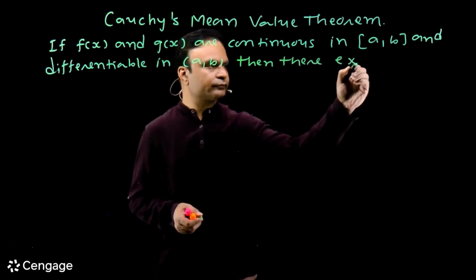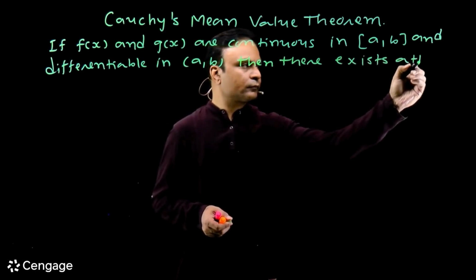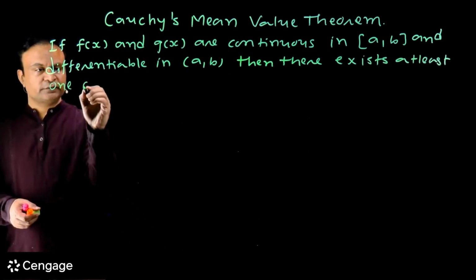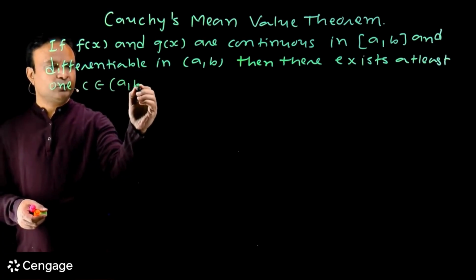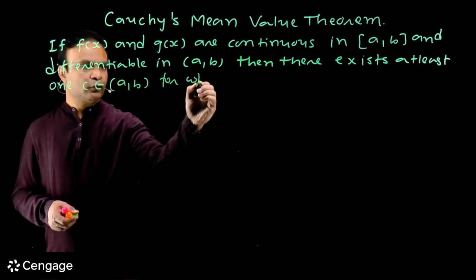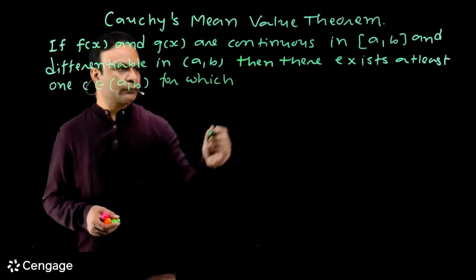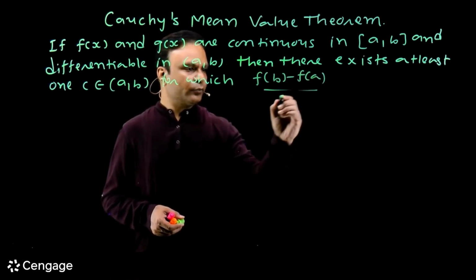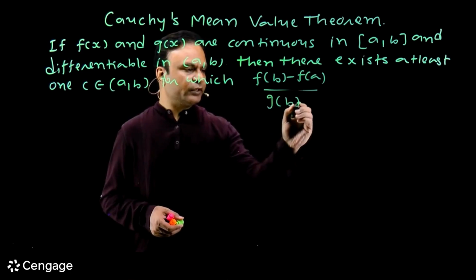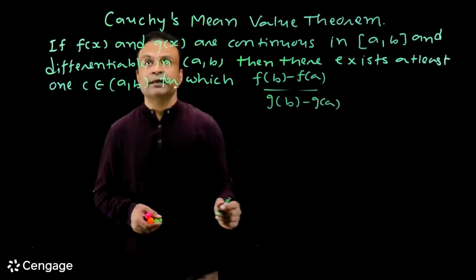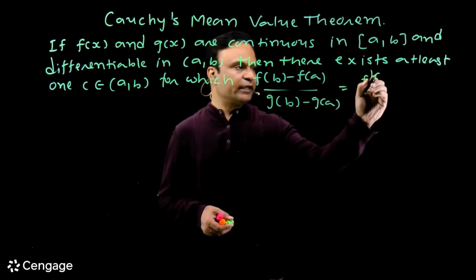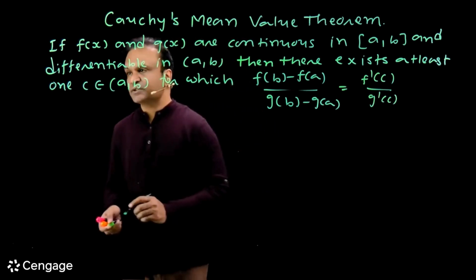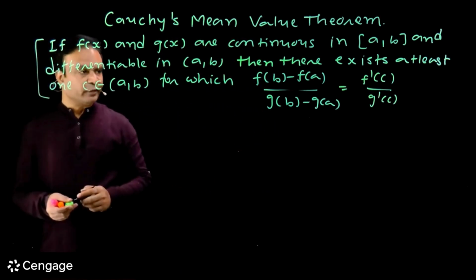there exists at least one c belongs to (a, b) for which (f(b) minus f(a)) upon (g(b) minus g(a)) is equal to f dash c upon g dash c. This is the statement of Cauchy's mean value theorem.